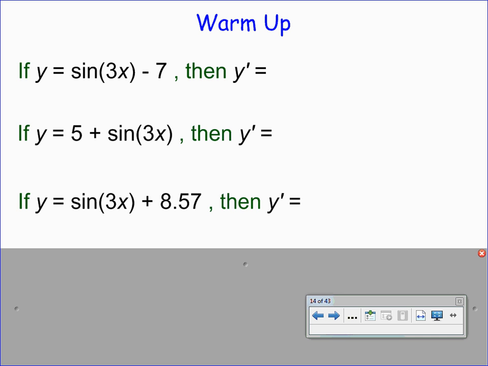So if y is sine of 3x minus 7, what would y prime be given by? Andrew? 3 cosine of 3x. Awesome, thank you. If y is 5 plus sine 3x, what would y prime be given by? Vivian? Negative 3 cosine 3x. So if sine differentiates to cosine straight up, so positive 3 cosine 3x still.